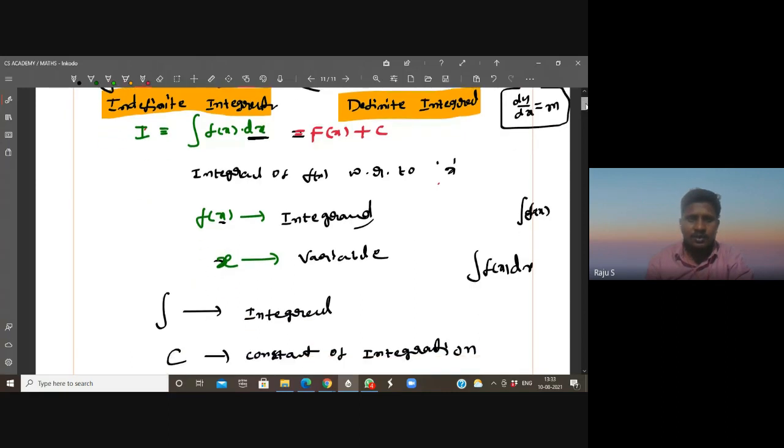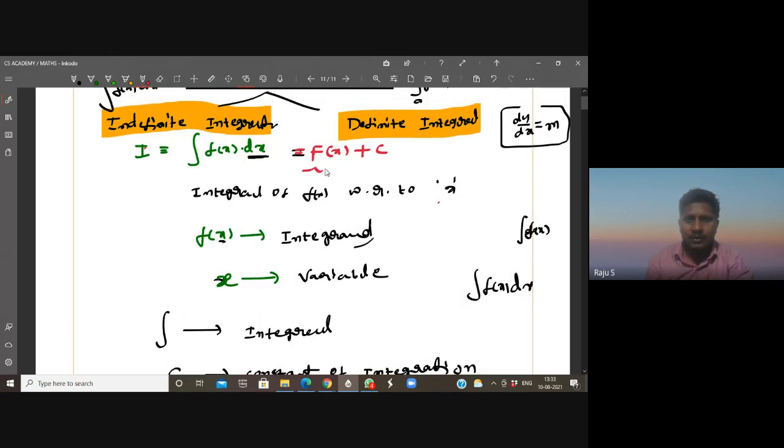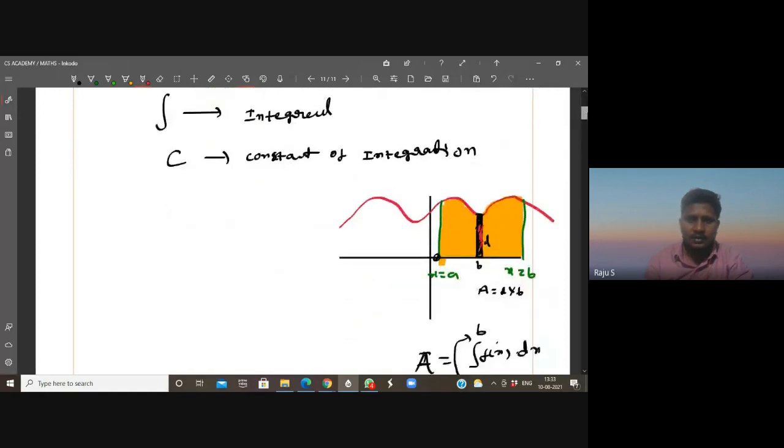So integration means the integral of f of x dx. The output we are going to get is F of x plus c, where c is called the constant of integration. f of x is called the integrand, x is called the variable of integration, and the symbol is the integral sign.